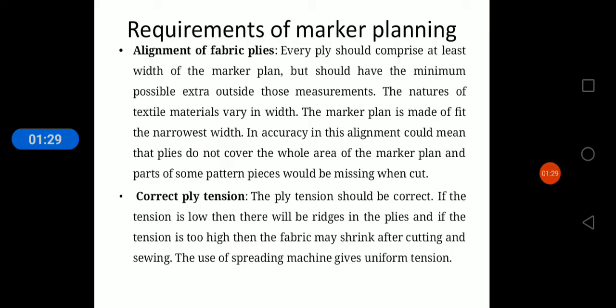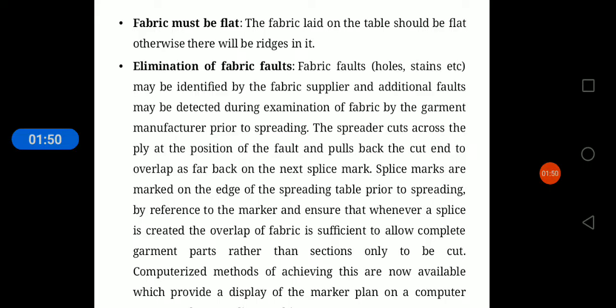Correct ply tension. The ply tension should be correct. If the tension is low, then there will be ridges in the piles, and if the tension is too high, then the fabric may shrink after cutting and sewing. The use of spreading machines gives uniform tension. The fabric must be flat. The fabric laid on the table should be flat, otherwise there will be ridges in it.